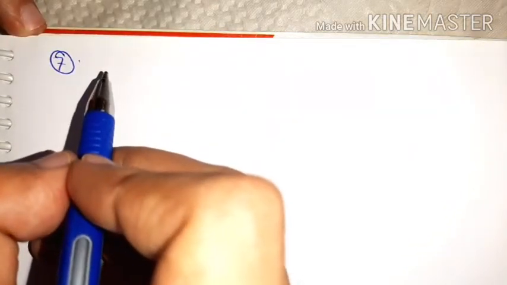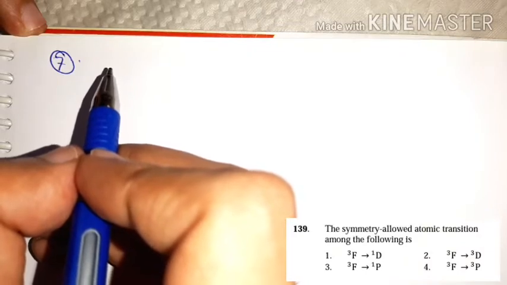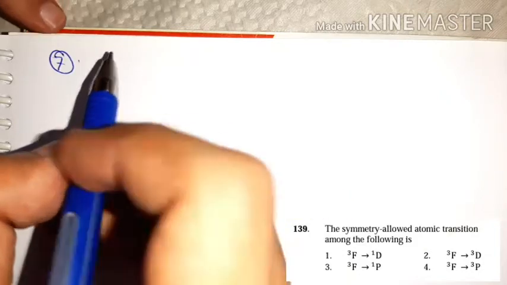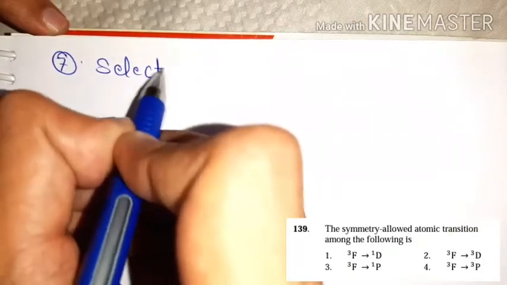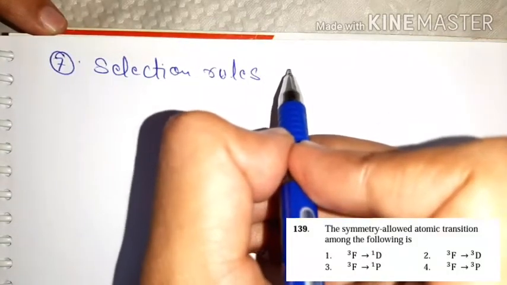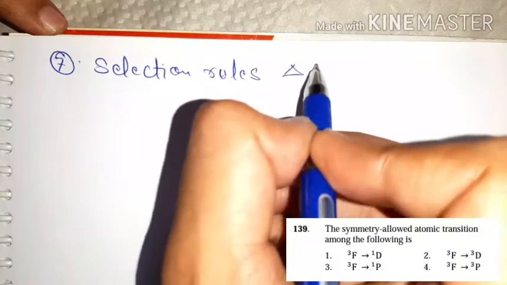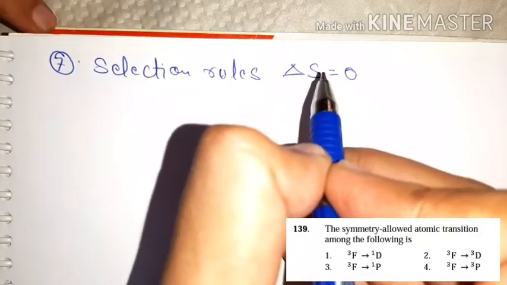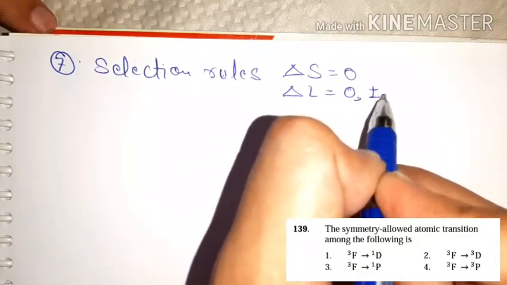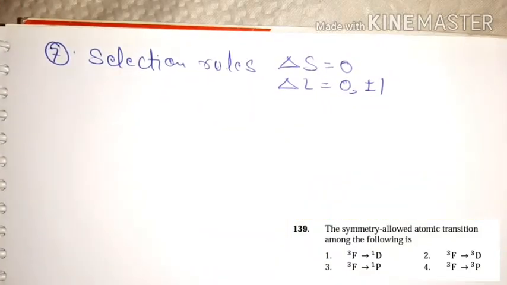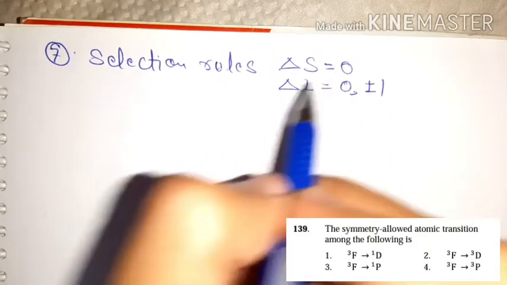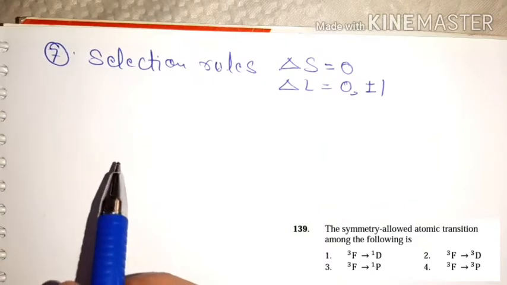Now friends, when you find the symmetry allowed transition, we must know the selection rule. The selection rule says that those transitions are allowed in which the difference in spin multiplicity will be 0 and the difference in L will be 0 or plus minus 1. Those transitions in which delta S will be 0 and delta L will be 0 or plus minus 1 are allowed transitions. It is the selection rule for transitions.